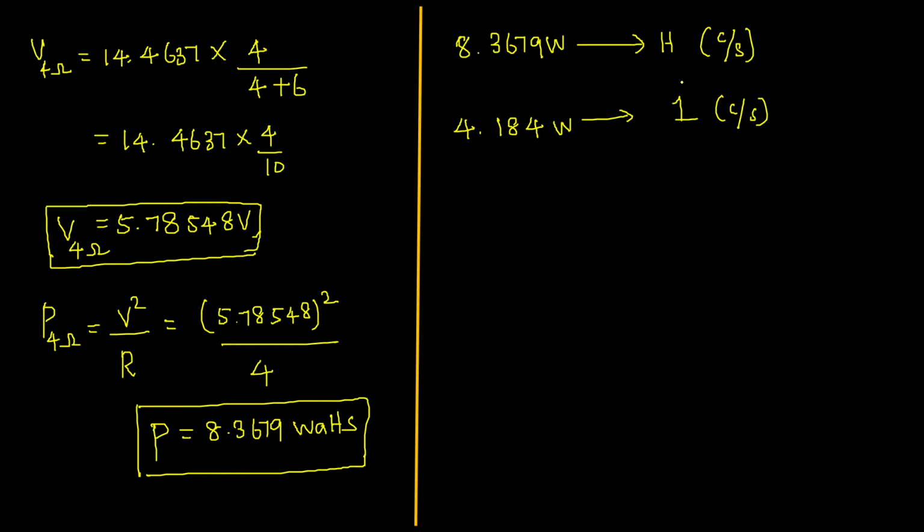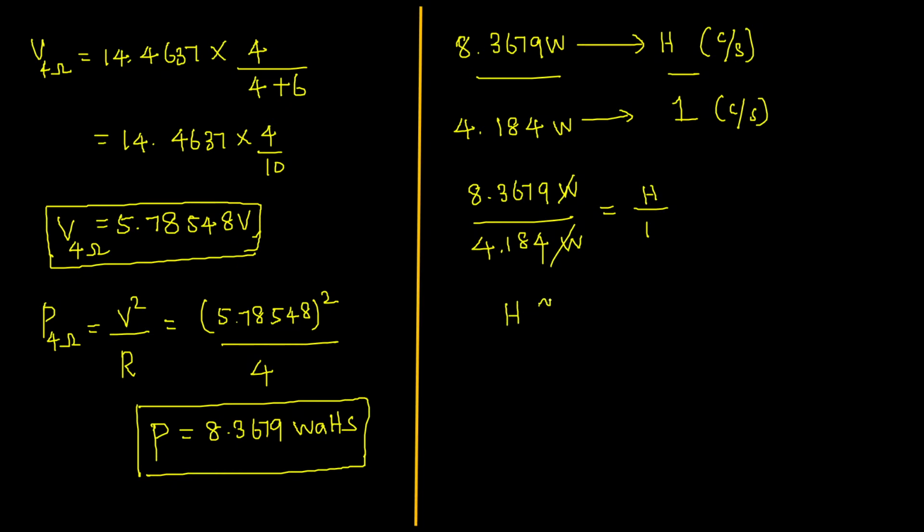Take the relation. So let me just divide these two. If I divide these two, what I will get, 8.3679 watts divided by 4.184 watts equal to H upon 1. So this watt is getting cancelled out. From this, the value of H will become approximately equal to 2 calories per second. Am I right? Yes. So this is how we calculate the heat energy where it is converted from the electrical domain to the heat domain.